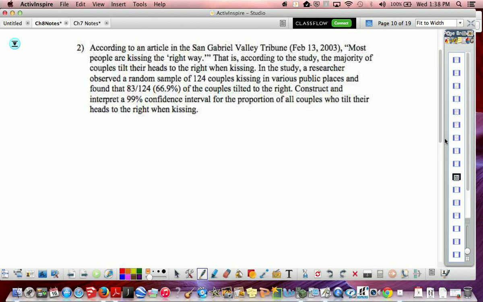Construct and interpret a 99% confidence interval for the proportion of all couples who tilt their heads to the right when kissing. Alright, so go ahead right now, and I just want you to do the state.